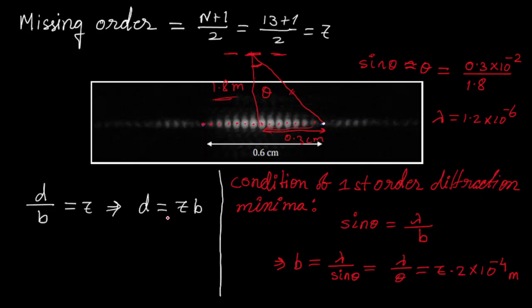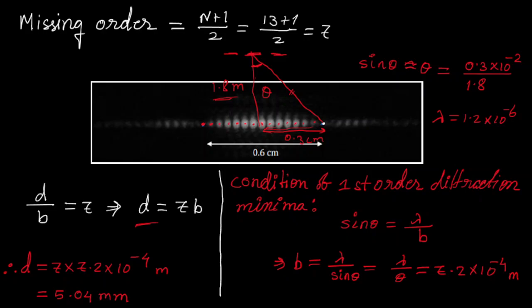Once you know the value of b, you can put it in this equation here, and then we can get the value of d. So what will be the value of d? Therefore, d is equal to 7 times this 7.2 into 10 to the power -4 meter, and this will give you 5.04 millimeter. And this will be the correct answer.